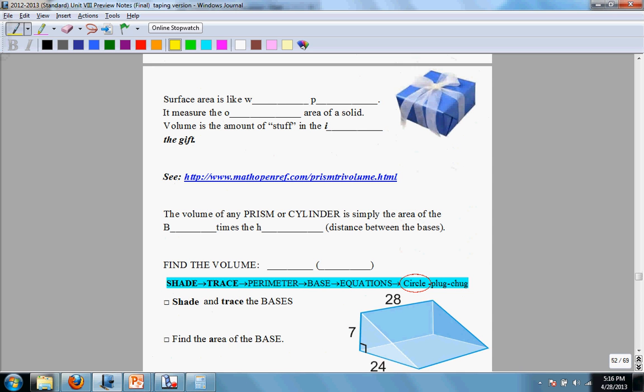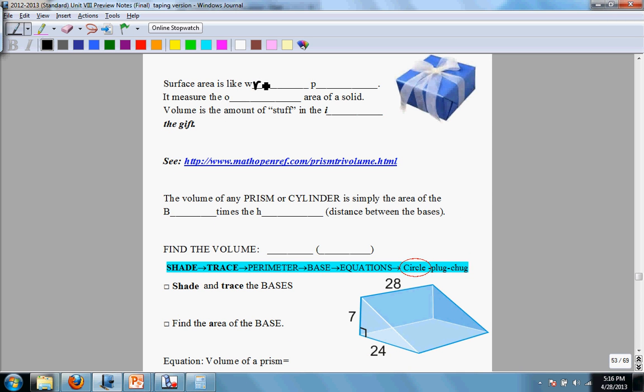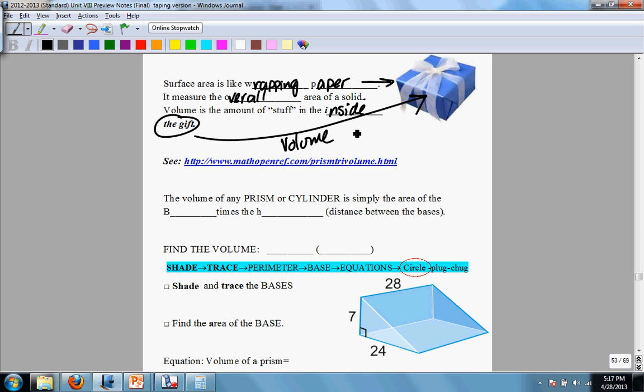Now to keep this straight, surface area is like the wrapping paper on a gift. So total surface area would be like the wrapping paper of a gift. Surface area measures the overall area of the solid. Okay, volume is like the stuff inside. It's the gift itself. So whatever's inside the box, we would call that volume.